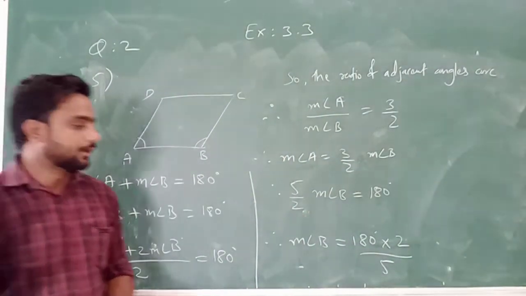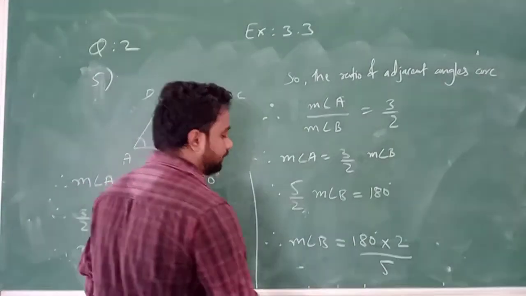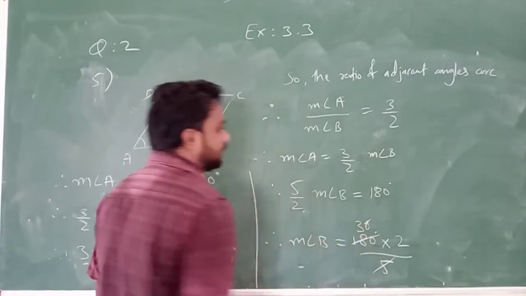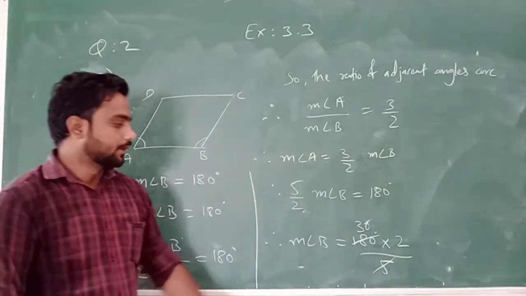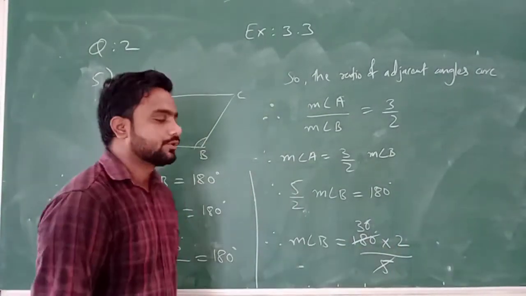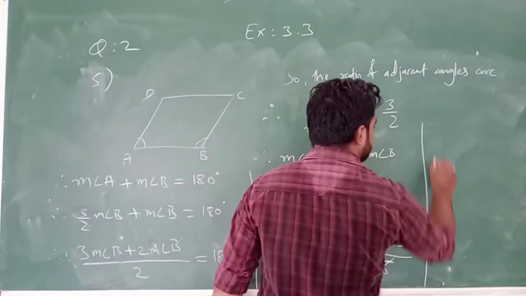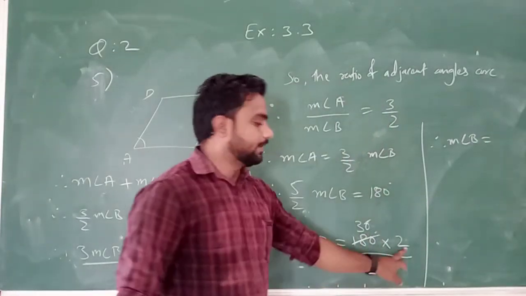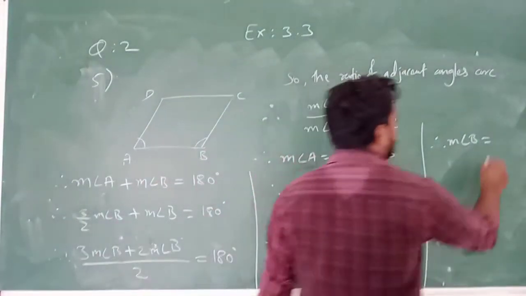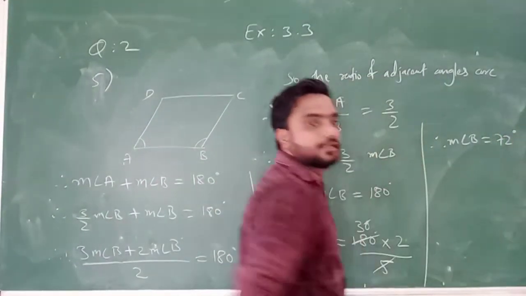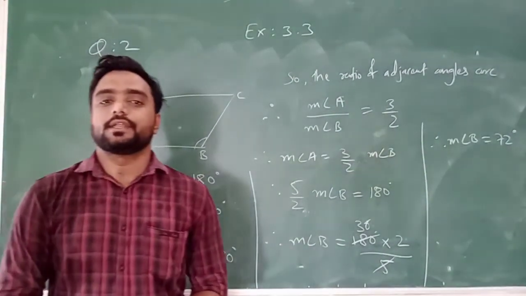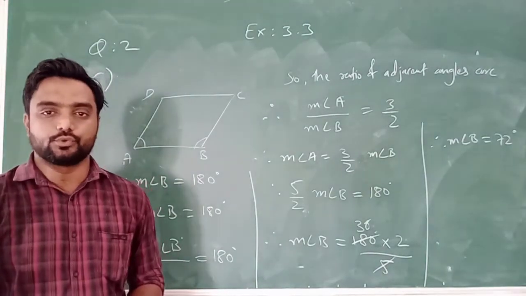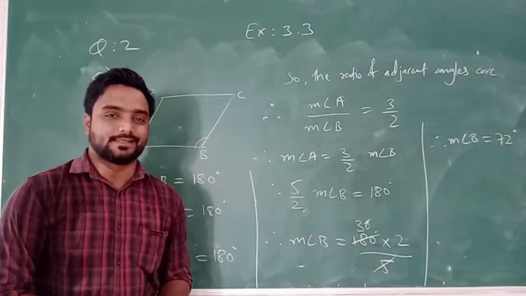Now if you divide 180 by 5, that will give you 36. Now 36 multiplied by 2. So therefore measure angle B is equal to 36 multiplied by 2, that is equal to 72 degrees. So here we are obtaining the value of measure angle B as 72 degrees. Now we will find the value of measure angle A also.